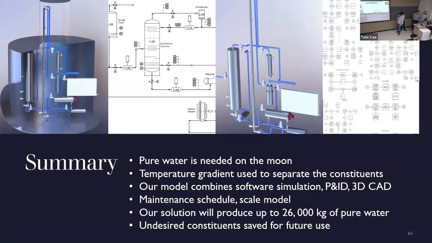So just to summarize, we've figured out a solution for purifying water on the moon. Our model is software-based and combines simulation, piping and instrumentation diagram, 3D CAD modeling, maintenance schedule, and a 3D printed scale model. Our solution will produce up to 26,000 kilograms of pure water per month and has the ability to save the undesired constituents for future use if that's deemed necessary.